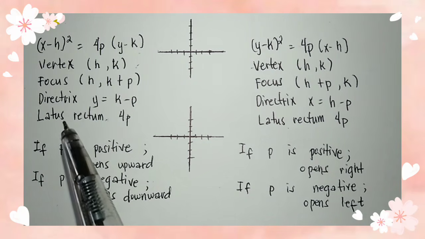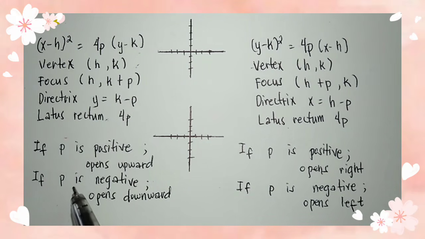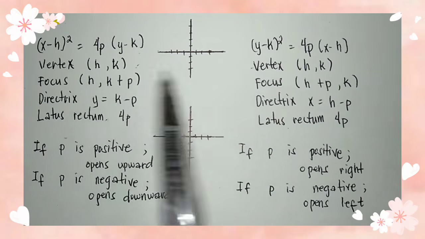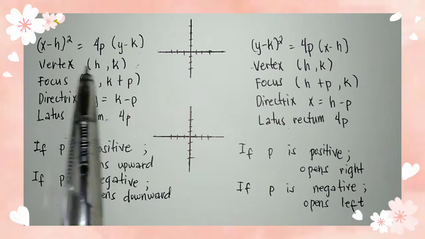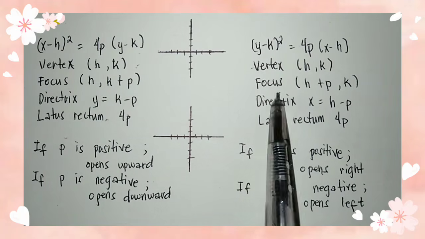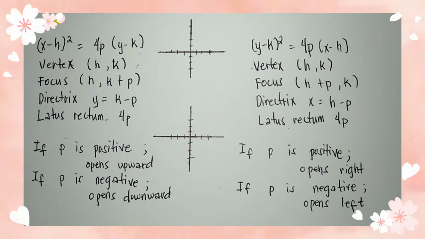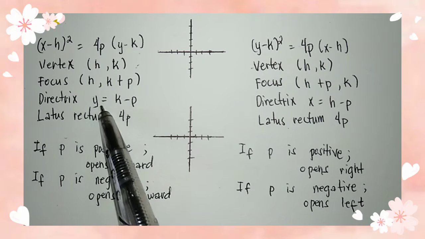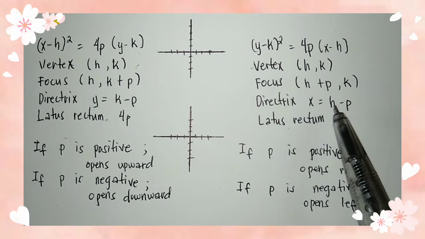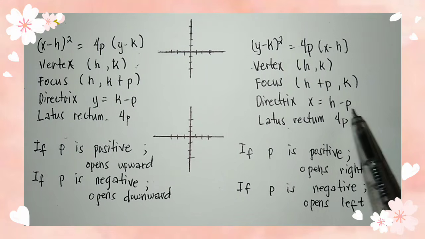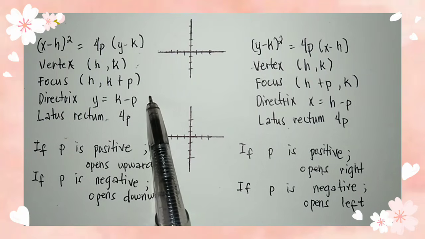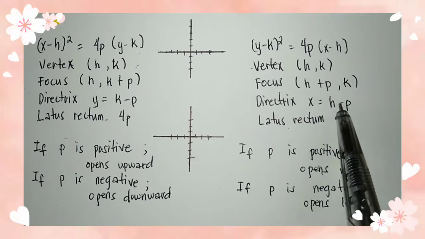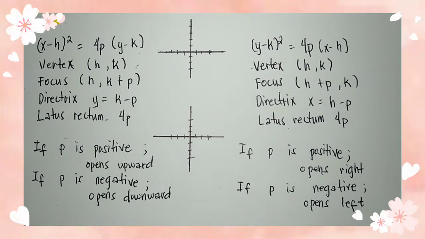And ituturo ko sa inyo mamaya kung paano kukuhain si focus without even using this formula. Kukunin natin siya mamaya nang hindi ginagamit ito. Pero syempre, i-check pa din natin siya using this. Okay, next is the directrix. Ayan. So, ang formula ng ating directrix is y is equal to k minus p and x is equal to h minus p. So, ituturo ko din sa inyo mamaya kung paano makukuha si directrix without even memorizing this formula. Okay? So, what do you mean by a directrix?